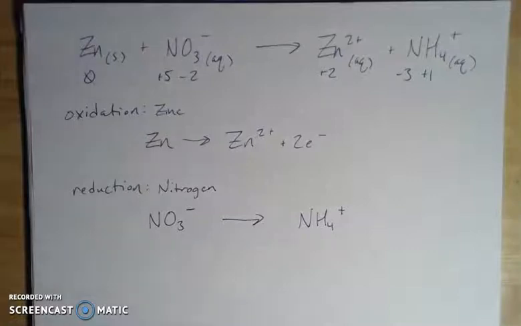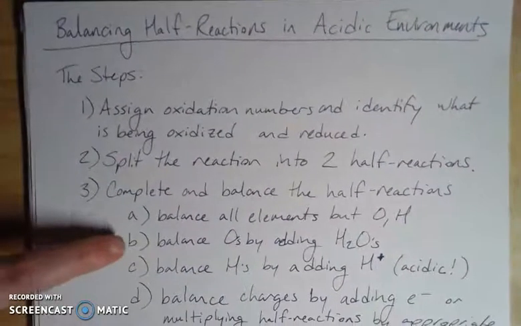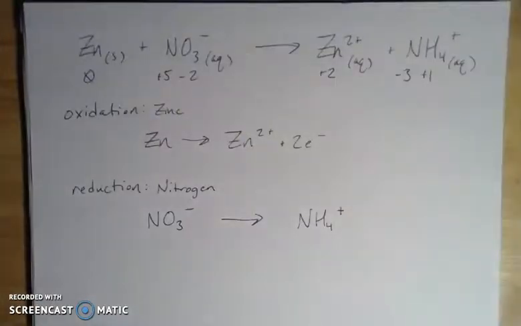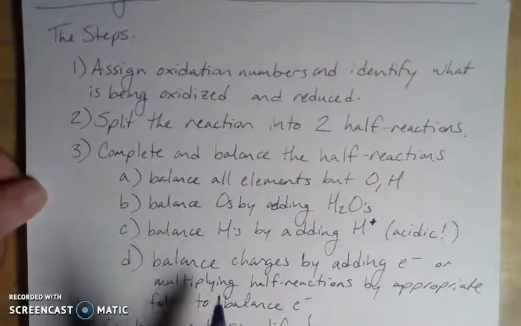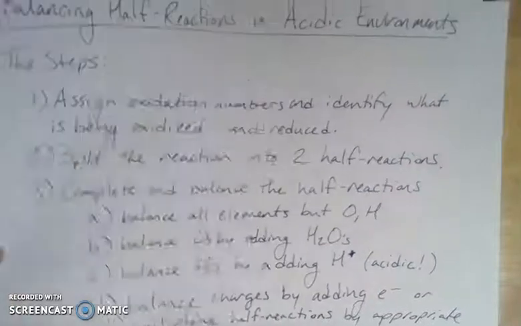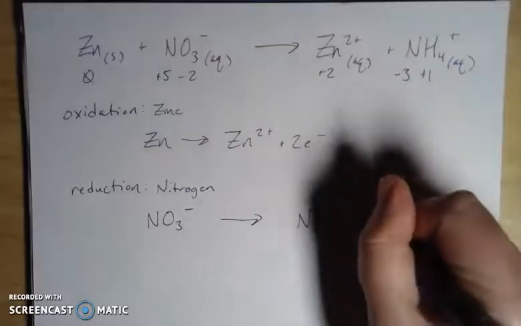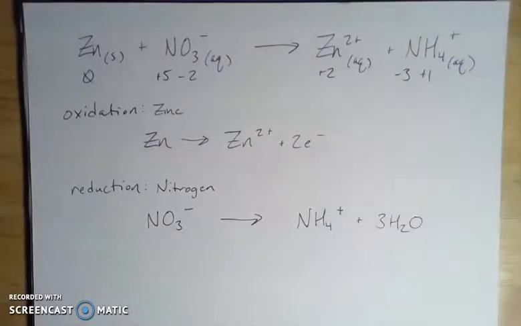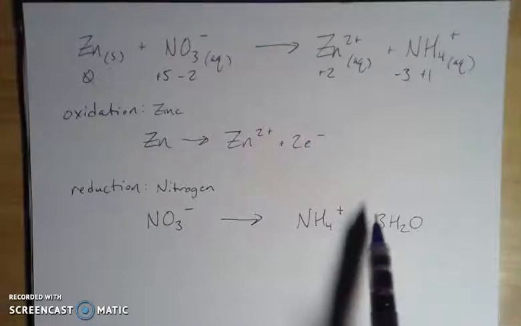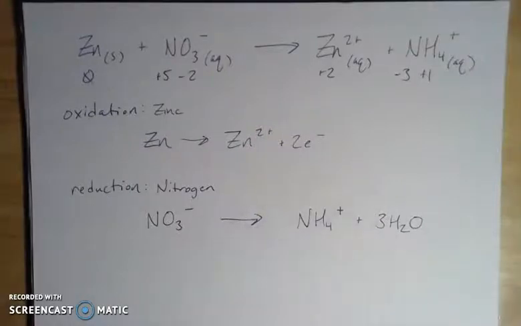So now let's go back to our steps. We need to balance all the elements but oxygen and hydrogen. That would just be our nitrogen in this case. I have one on each side, so I'm good to go. I don't need to do anything there. Now I need to balance oxygens by adding waters to the side that needs them. I have 3 oxygens on this side, so I need to add 3 waters to this side. And I can add as much water as I want in this case because these are aqueous solutions. This is taking place in an aqueous environment, so we have water all over the place. We're surrounded by water, and so we can use this to balance out our chemical process here.